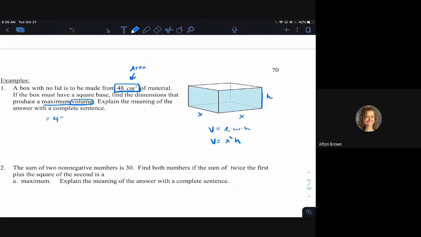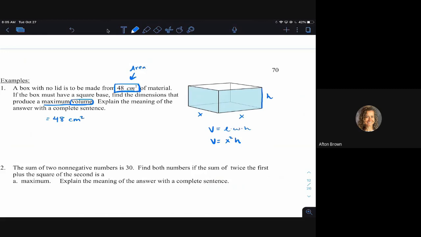This is the centimeters squared. This is the material that we can use. So you can only use 48 centimeters squared to build this box. What pieces do you have to build this box? How many sides? Five total, right? There are four going around the outside and one on the bottom.